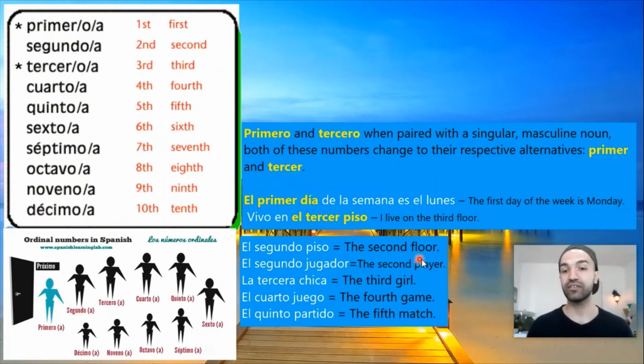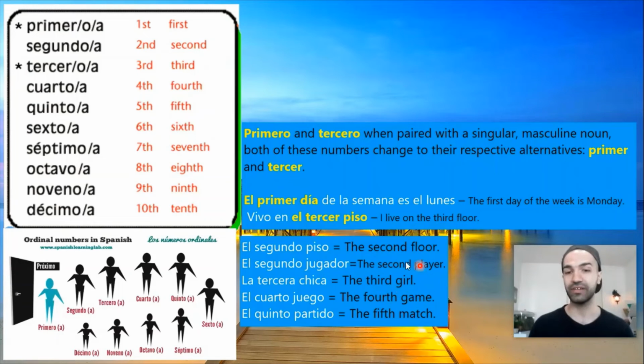How to say the second floor? El segundo piso. Piso, floor, is masculine, so segundo is masculine. It will become el segundo piso. How to say the second player? Player in Spanish is jugador. Jugador, masculine. Jugadora, feminine. So as jugador is masculine, we must say el segundo jugador, the second player.